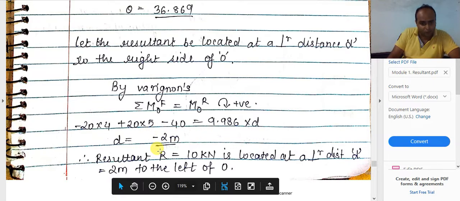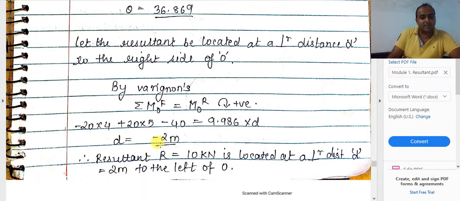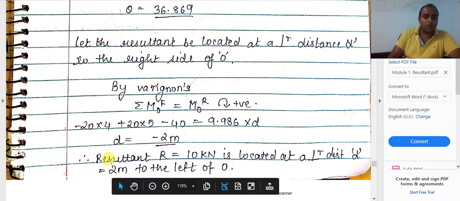Many people get confused over here. Since they get the value as minus, they think the answer is wrong. It is not like that. It is simply the assumption that they have made, that the resultant will be passing from the right hand side of O, that has only gone wrong. So the resultant, instead of to the right, is passing to the left of O. So resultant R is equal to 10 kilonewton, located at a perpendicular distance d is equal to 2 meter to the left of O. This entire step of location of the resultant will carry 1 mark.